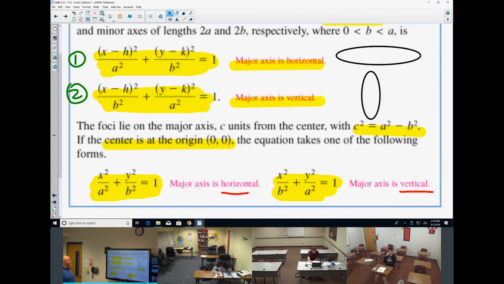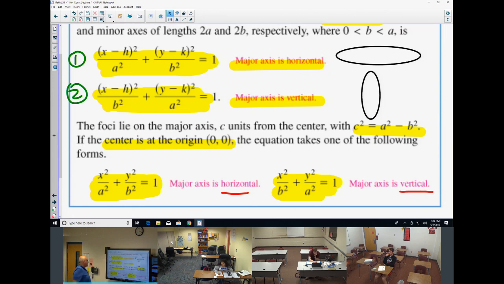So the other equation you really need to write down is this one here. It says the foci lie on the major axis, C units from the center, with C squared equals A squared minus B squared. So you might want to write that. I was just making a note to add another line for that formula, because you're often asked to find the foci.